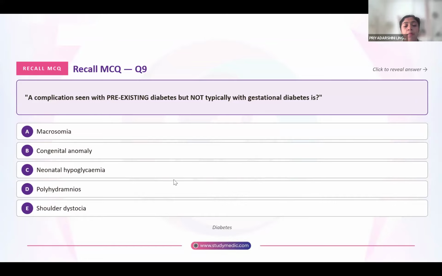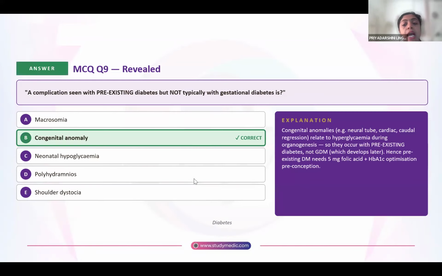Okay. Neonatal hypoglycemia, again seen in big babies, so it is seen in gestational diabetes. Polyhydramnios, again seen in gestational diabetes. And shoulder dystocia. How does shoulder dystocia take place? Again, because of macrosomia, which is seen in gestational diabetes. So what is the complication that we are seeing here? We are looking at congenital anomalies.